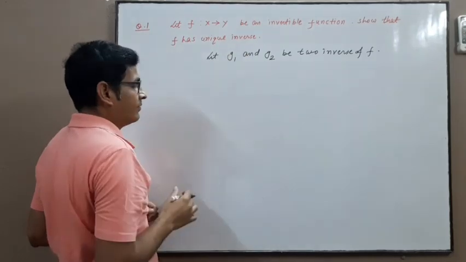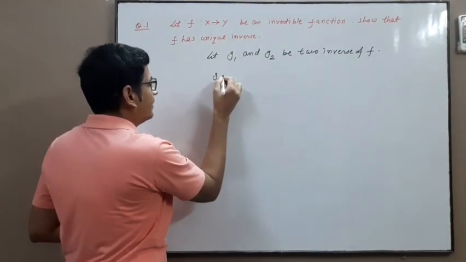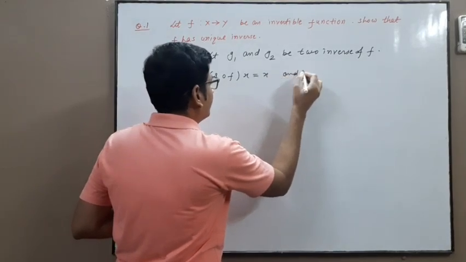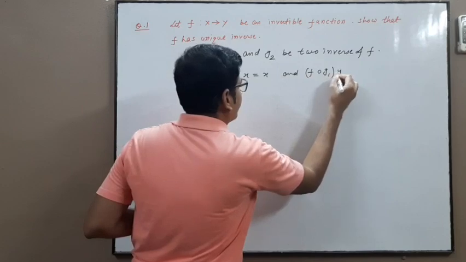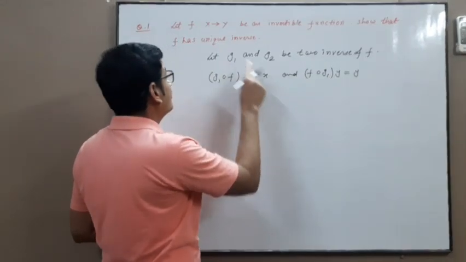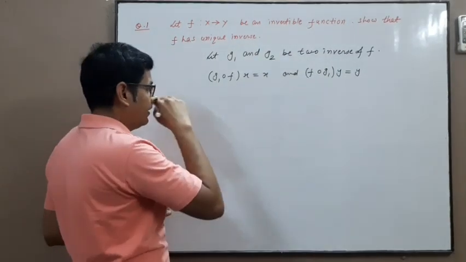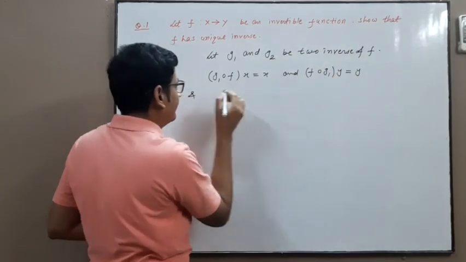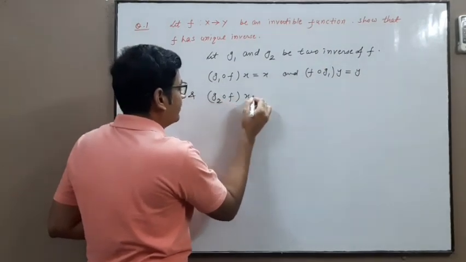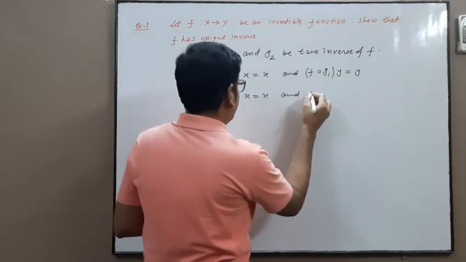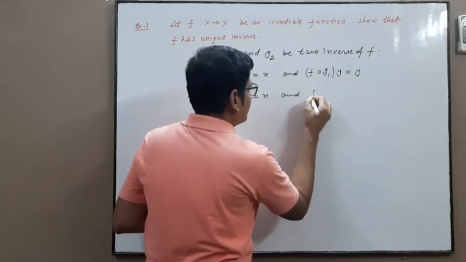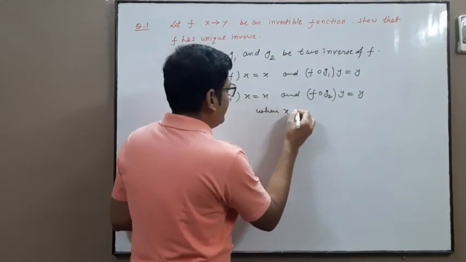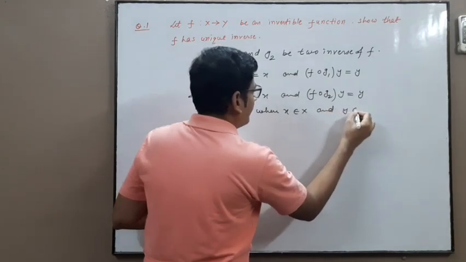First, g1 is an inverse of f. Then g1 of f of x equals x, this is the identity function, and f of g1 of y is equal to y, for every x belonging to X and for every y belonging to Y. And if g2 is an inverse of f, then g2 of f of x equals x and f of g2 of y equals y, where x belongs to X and y belongs to Y.